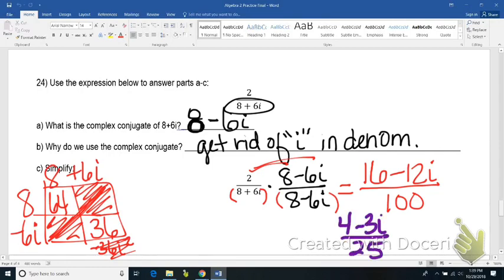Are you getting antsy? Yeah. Yes. Okay, so if you divide everything by 4, it's 4 minus 3i all over 25.